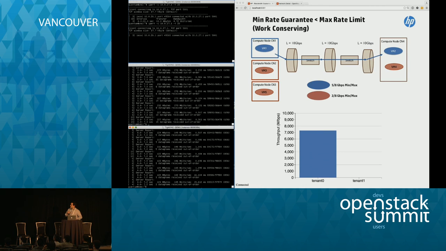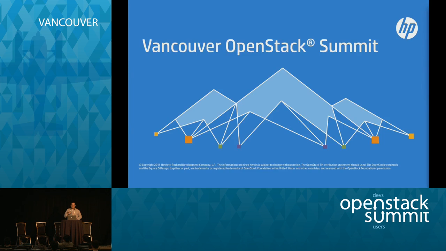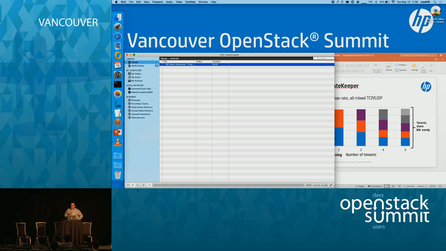In this particular case, we're showing that in this scenario where the maximum is greater than the minimum, we have a work-conserving strategy, where we are able to better utilize the bandwidth on the network, with the caveat that we are sacrificing predictability on the network. So I'm going to hand it back to Joshua now.